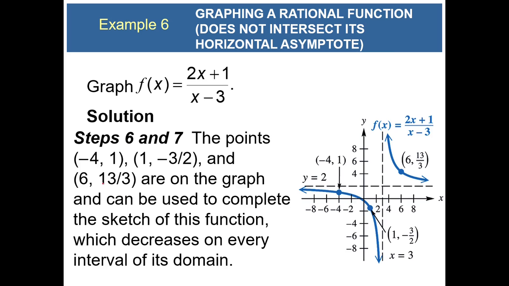So here are the points that we picked. We picked negative 4, and when we plug it into the function we get a value of 1. So we know the graph approaches the horizontal asymptote from the bottom, and it approaches the vertical asymptote here from the bottom. The next point we picked was 1, and the output was negative 3/2. Negative 3/2 was below the x-axis, so we know it curves down and goes below the x-axis here after the 0 and the y-intercept.